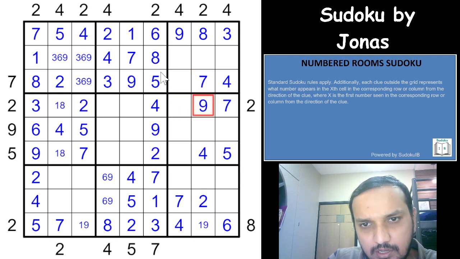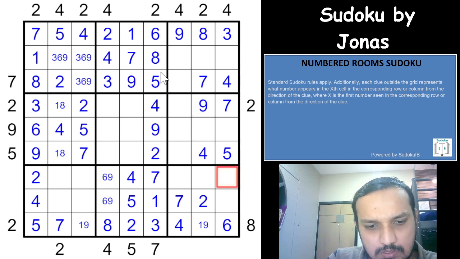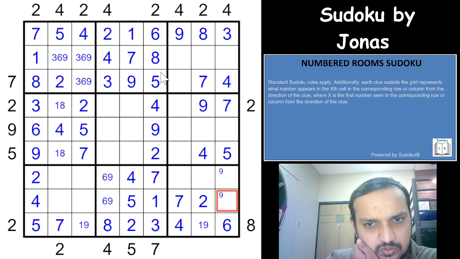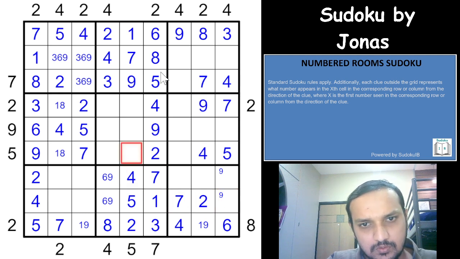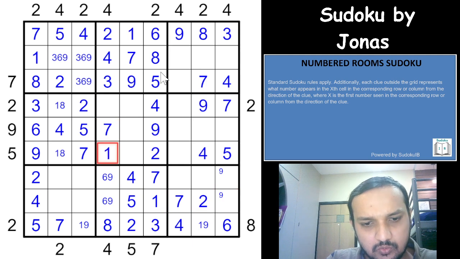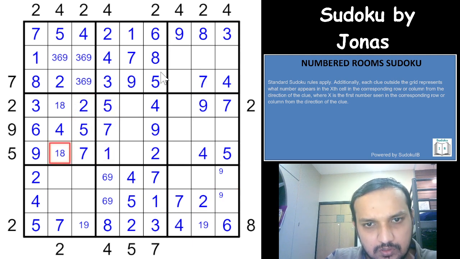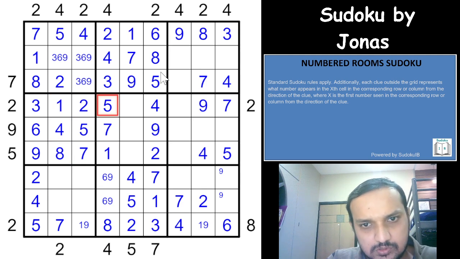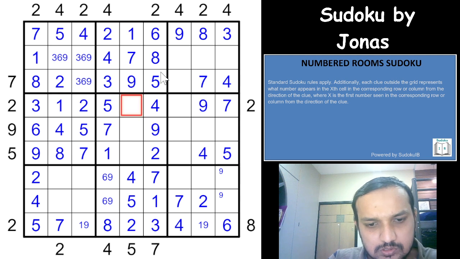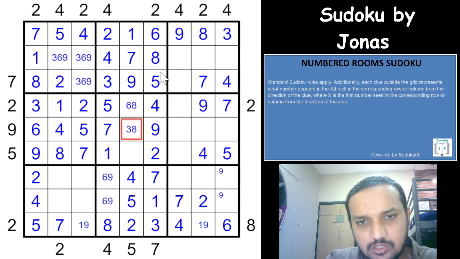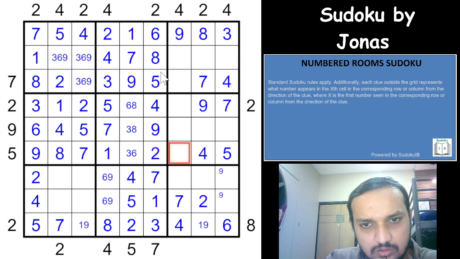9. This cell would have to be a 9. 9 is in one of these two cells. 3 and 4. So this is 7. That is 1. That is 5. That gives you an 8 and a 1 here. 6, 8, 3, 8, 3, 6. Okay, 3 and 6 in any order again. 6 and 8.